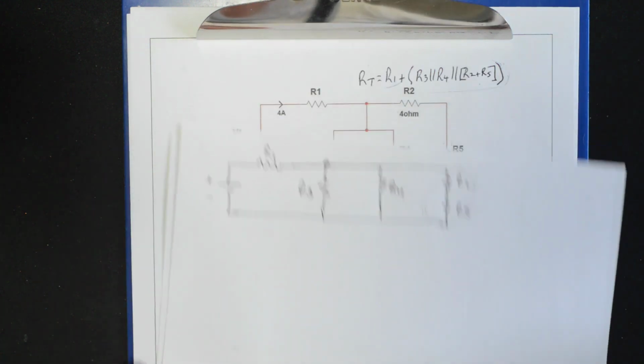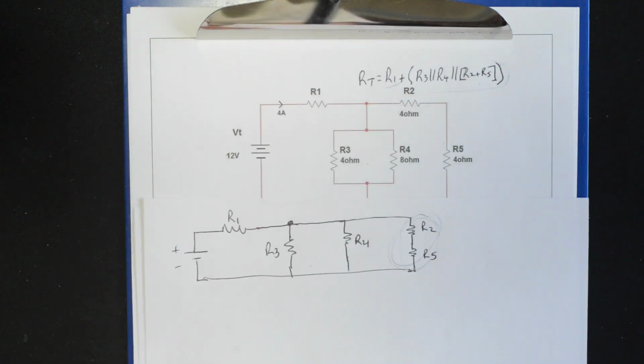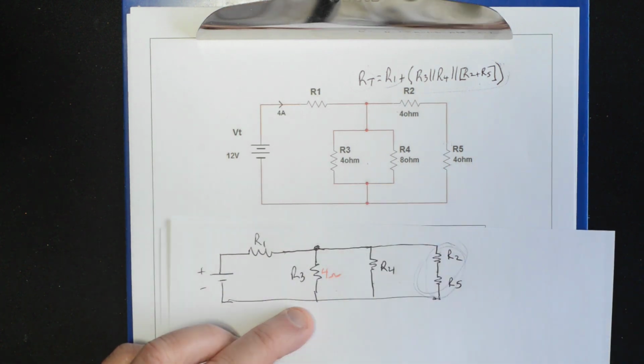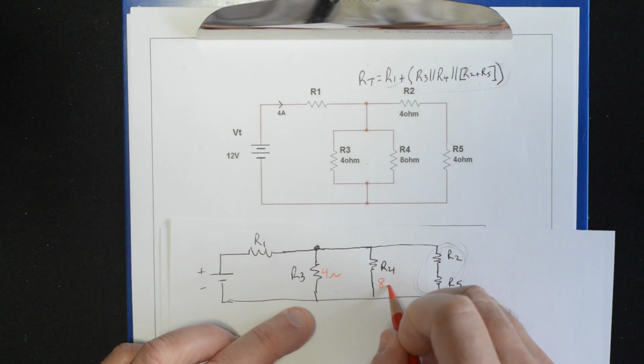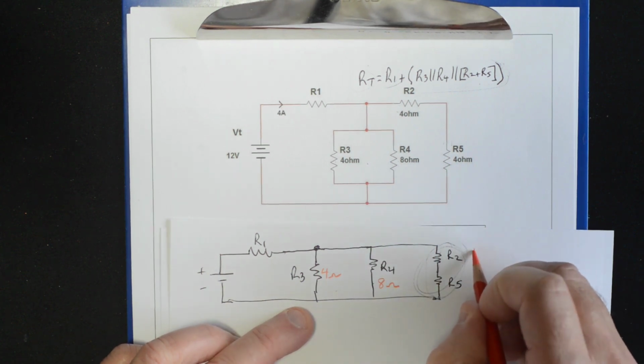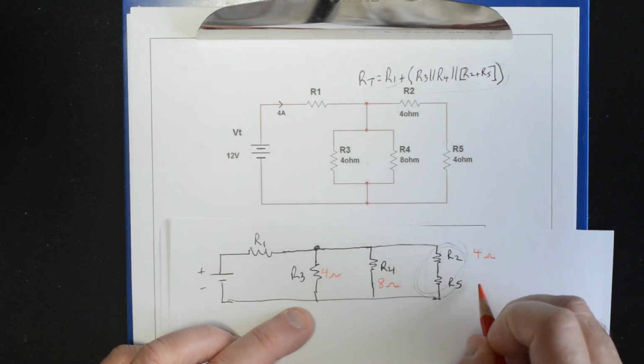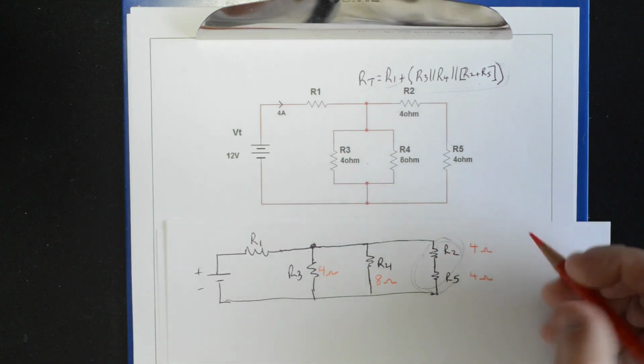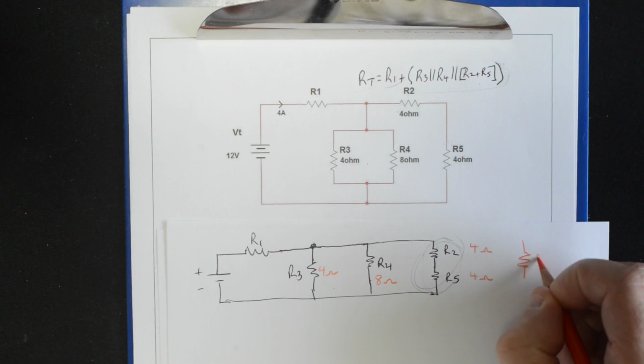All right, so just let me bring this back in because I'm going to do it here. I'm just going to switch colors here. We know R3 is 4 ohms. R4 is 8 ohms. R2 is 4 ohms. And R5 is 4 ohms. All right, so we can add these two guys together and we get an equivalent of 8 ohms.